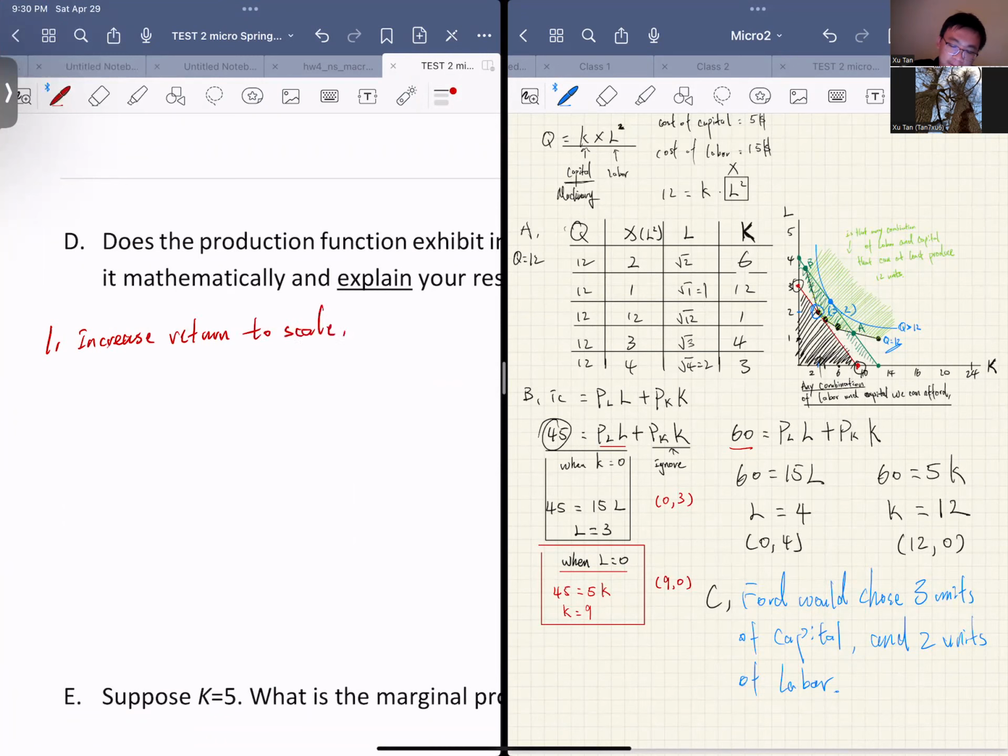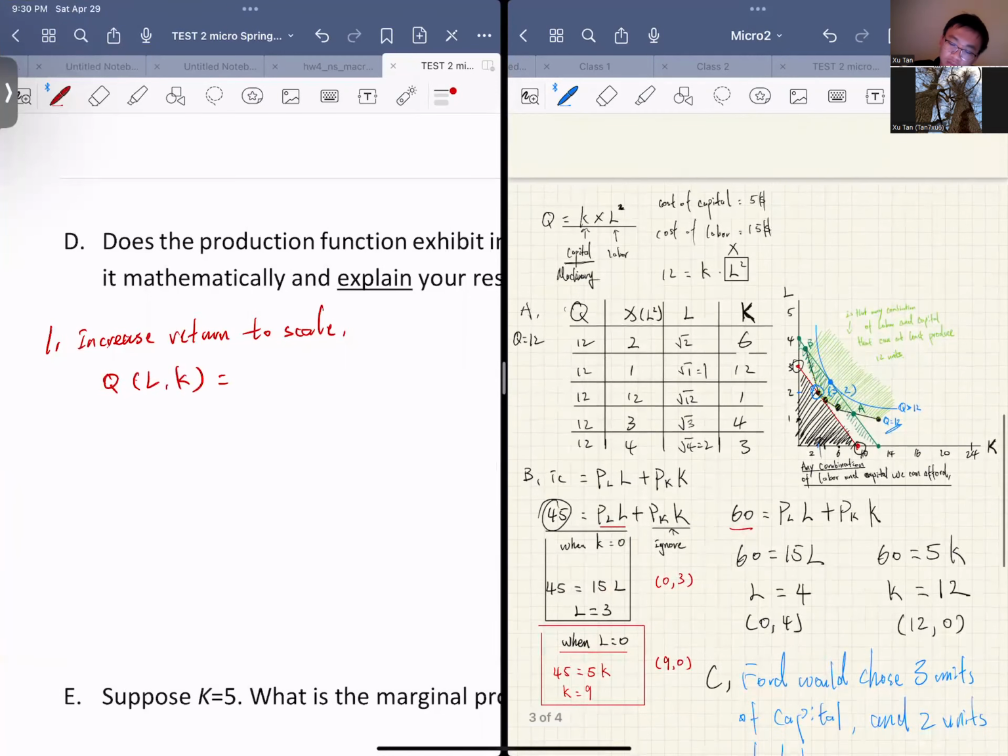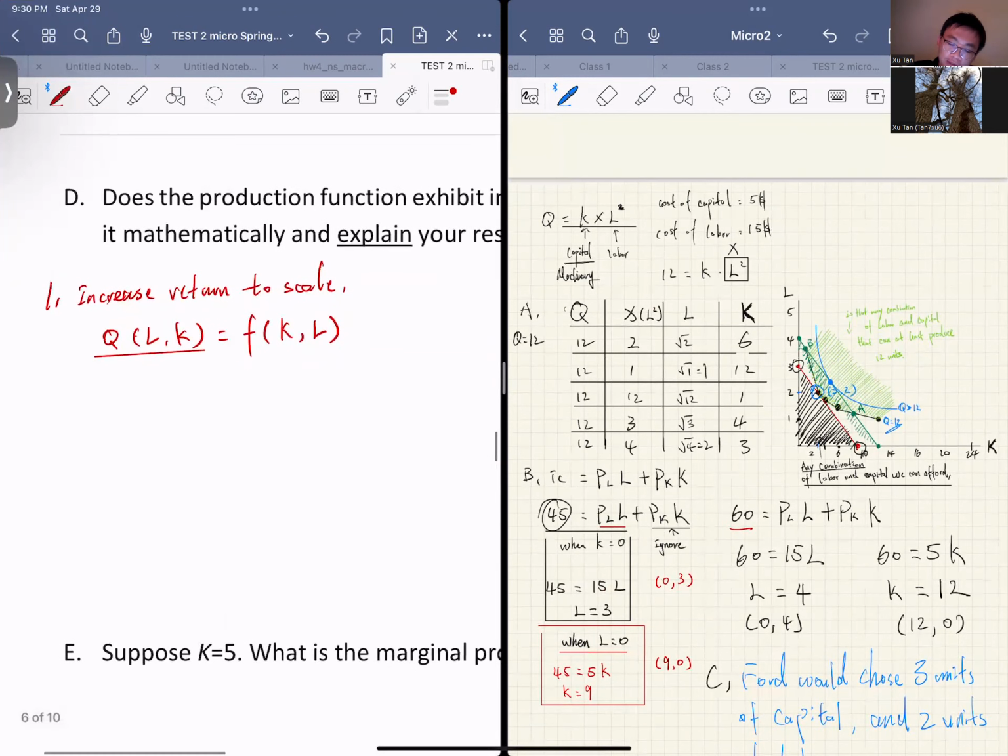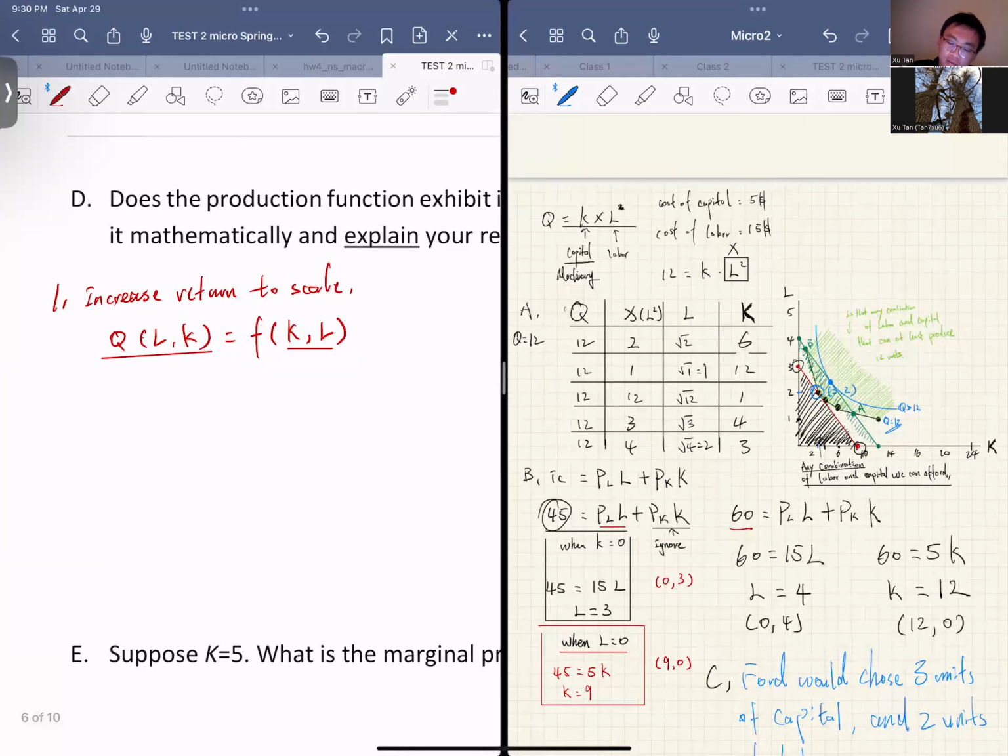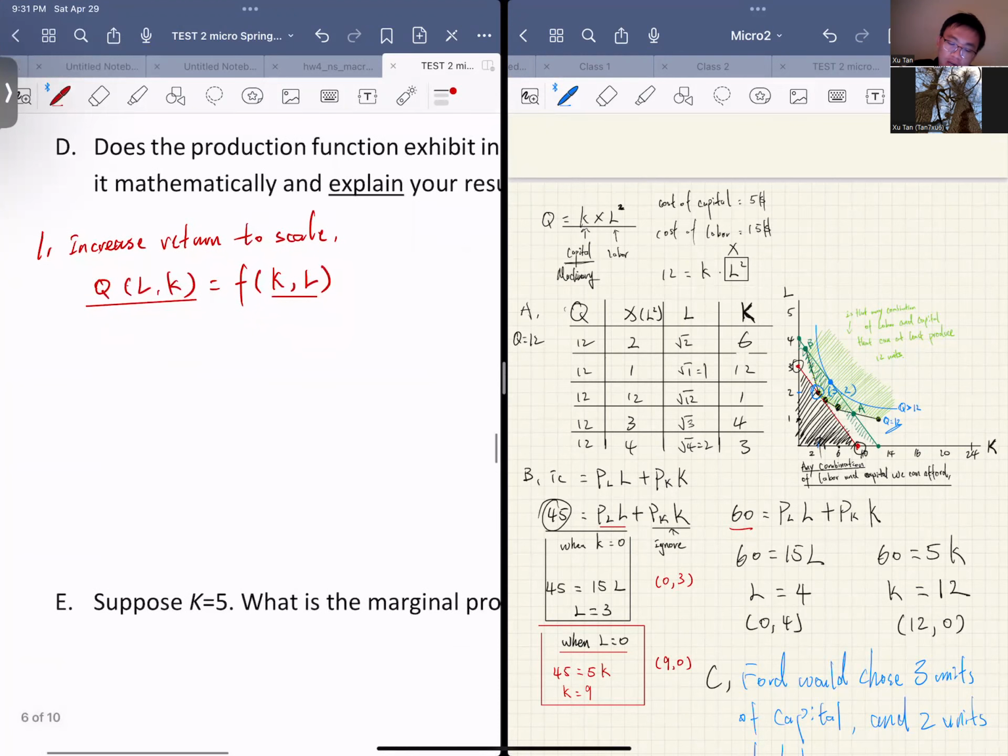Scale. It means that Q of labor and capital equals, let's just use our function for now. So Q of L and K is a function of K and L. If we increase everything, double capital and labor, what happens to quantity? Increasing returns to scale means that if you double everything in your input, it will give you more than double your output.